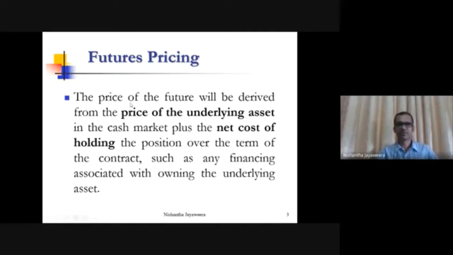So the price of the future is derived from the price of the underlying asset. What is the underlying asset of the futures contract? One of the inputs for the pricing is the price of the underlying asset, and the other is the net cost of holding. That means if you hold that asset for a period of time, what is the net cost that you incur? Those are the things that are factored into the futures price.